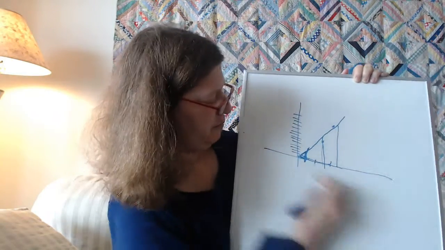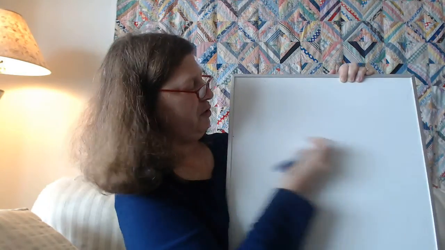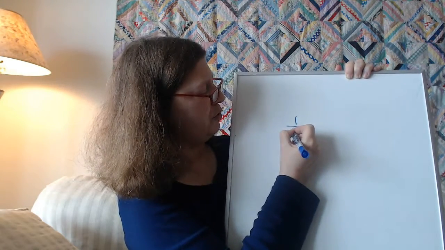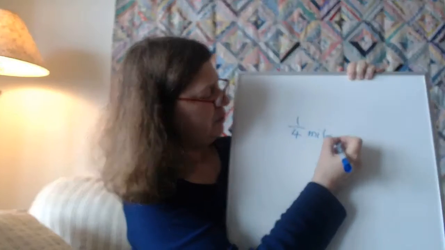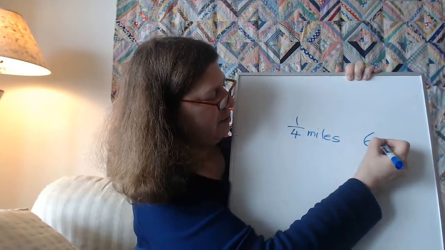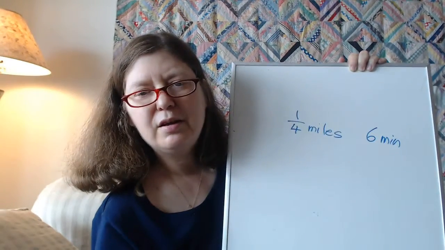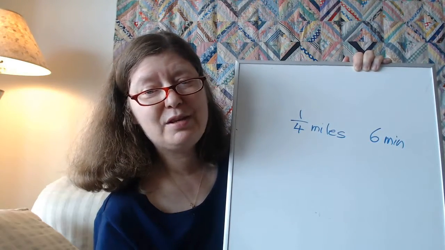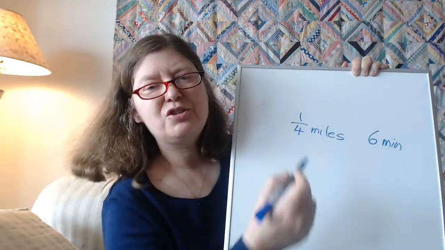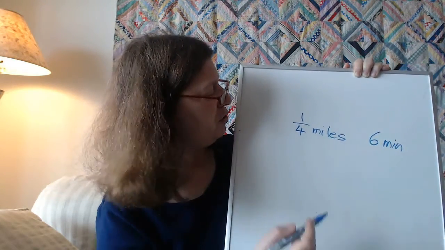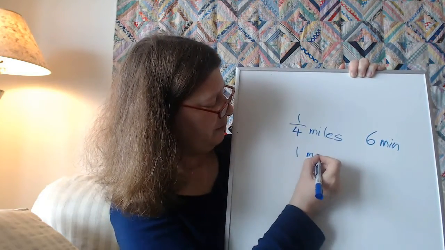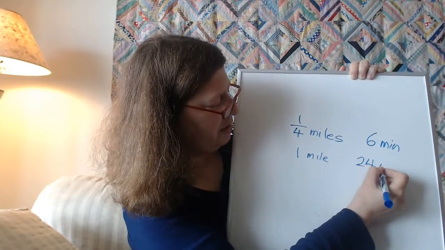Okay, now the next thing I want to review before we do this problem, which is a little bit of a pain, is if I have a rate of 1/4 mile, and I can do that in 6 minutes, right? 1/4 mile, 6 minutes. I have a couple of choices for how to express this rate because this is a fraction, so that's awkward, right? So what if I multiply both of these by 4? That means 1 mile in 24 minutes.